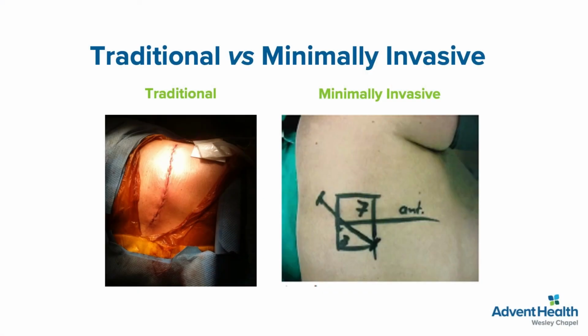Now, this is an example of a traditional surgery done laterally versus a minimally invasive one, on the left versus the right. As you can tell, the incision size is very different. Therefore, the recovery is also very different, as the surgical footprint is much smaller with minimally invasive than traditional.